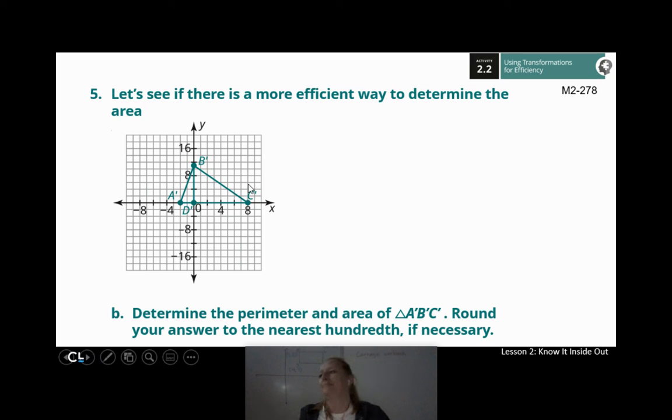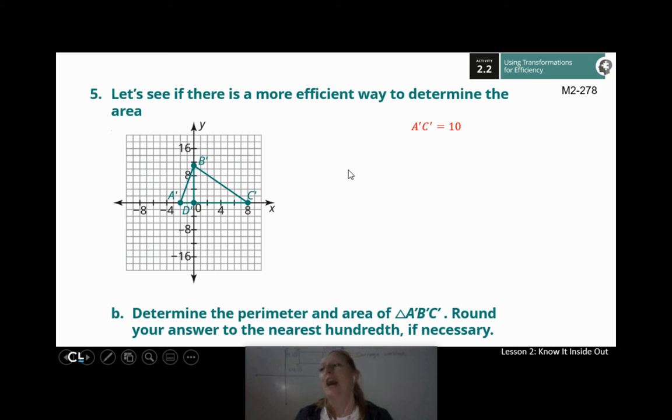All right. So I'm lazy, so I actually started with side AC because that's easy to use. For side AC, I just counted: 1, 2, 3, 4, 5, 6, 7, 8, 9, 10. Oh, look, side A prime, C prime is 10 units.